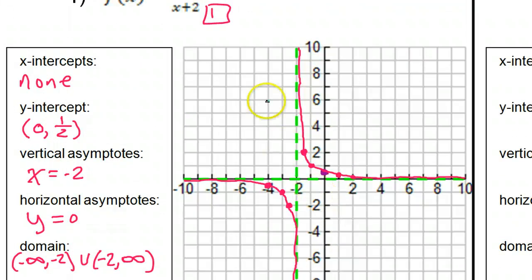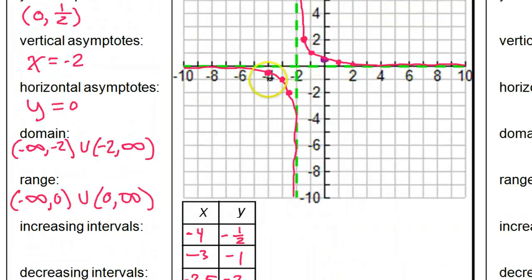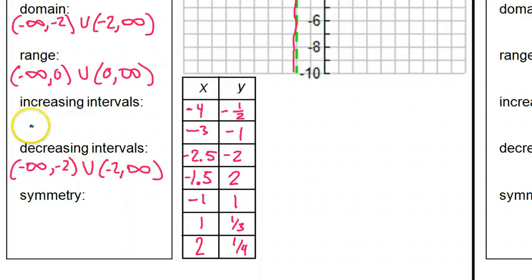Okay, now this other branch, it's going to pick up from here, and I'm going to the right, so let's see what happens. Down. Okay, so this is another decreasing interval from negative 2 to infinity. Again, just x values, so negative 2 to infinity. So basically, the entire function is decreasing, decreasing, and again decreasing. So increasing intervals, none.